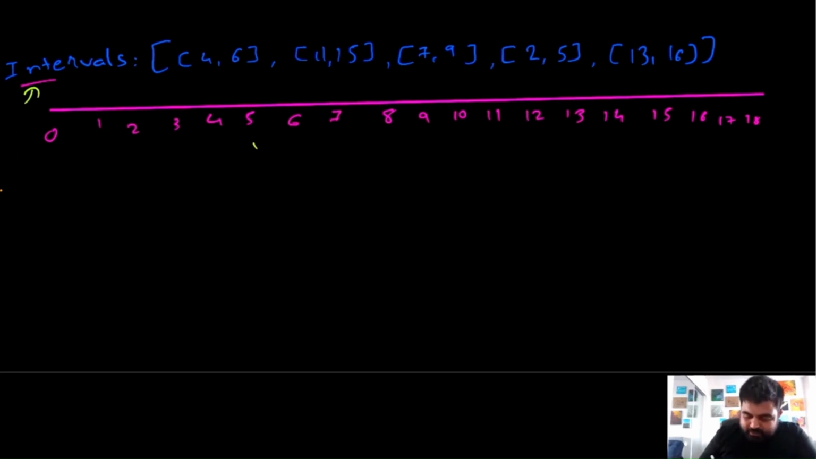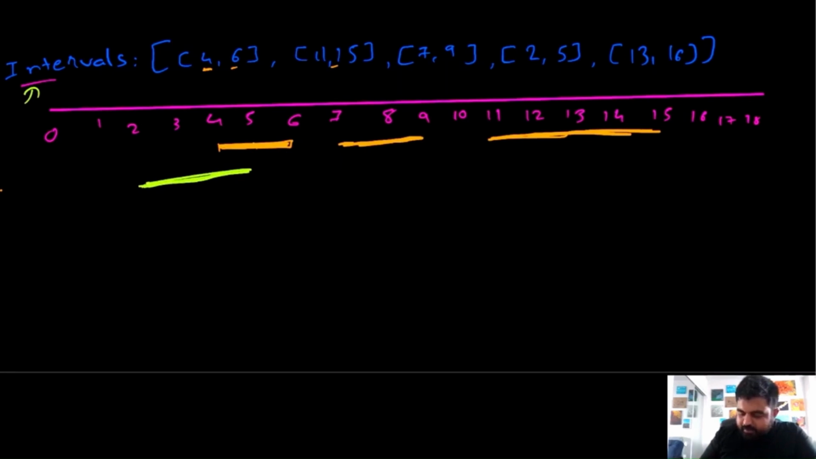So over here, suppose we are given an input 4 to 6. So we can create a line over here that, okay, there exists an interval like this from 4 to 6. Now the second one is 11 to 15. So again, there is an interval like this, 11 to 15. Next one is 7 to 9, so there exists an interval from 7 to 9. And the next input is 2 to 5. So we know that there is an overlap, but we are going to just draw it over here. And the next one is 13 to 16.